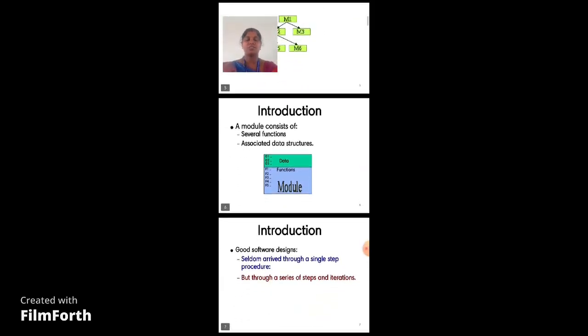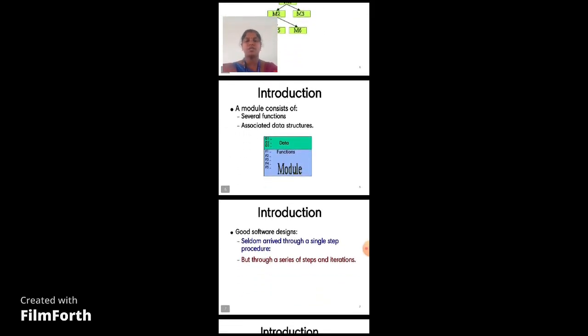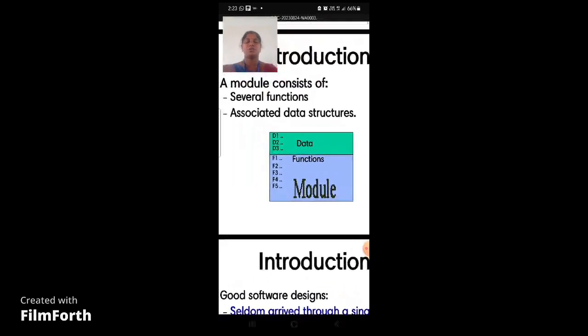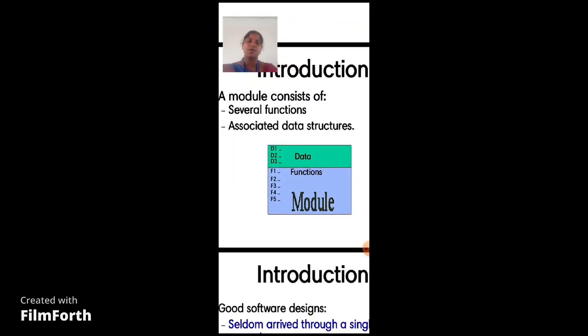Based on these modules, we have to associate the data structure. Several functions are associated with these modules: F1, F2, F3, F4, F5. Based on these functions, we have to associate the data G1, G2, G3.